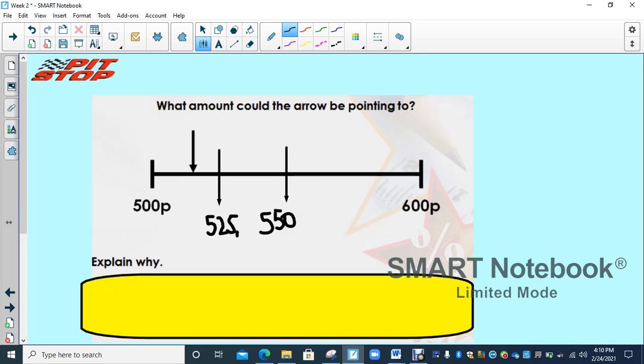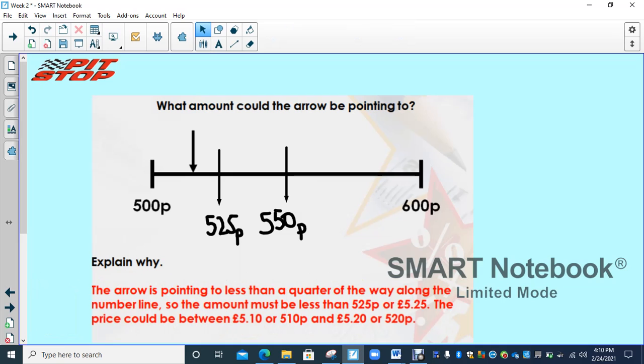So here, I want to add my unit of measurement there, sorry folks. Here it's just less than 25 pence. Okay, so this one could be around 520 pence, £5.20. Explain why. So the arrow is pointing to less than a quarter, so less than 25 pence of the way along the number line. So the amount must be less than 525 pence or £5.25. The price could be between roughly £5.10 and £5.20. So that's a good way of using the number line to help us understand what is represented here.